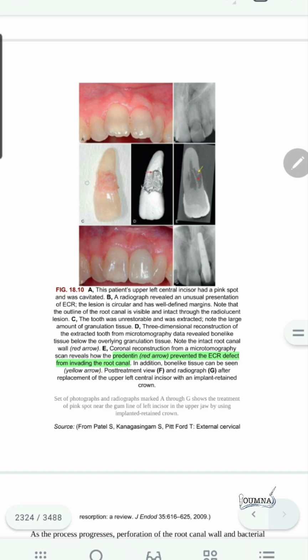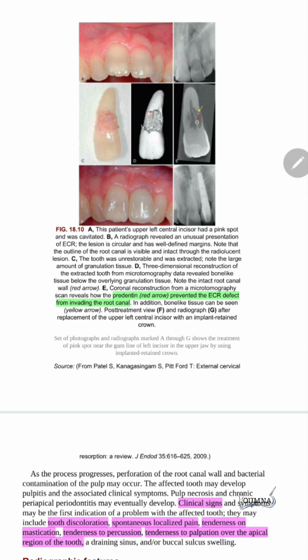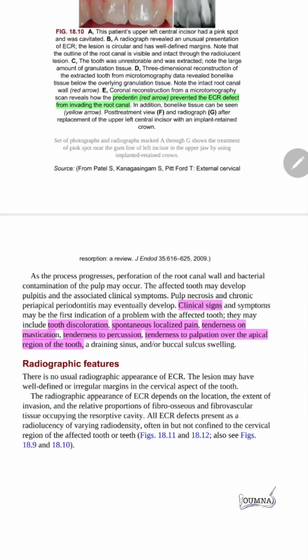Here the resorption was big, and it decreased the prognosis of the tooth, so it was extracted. When it was studied radiographically, we have seen that the predentine has protected the pulp from the invasion of the osteoclast, and we can see in this arrow that a bone-like tissue formed to protect the pulp.